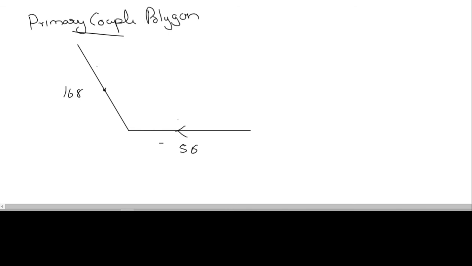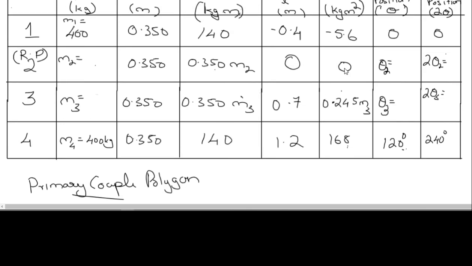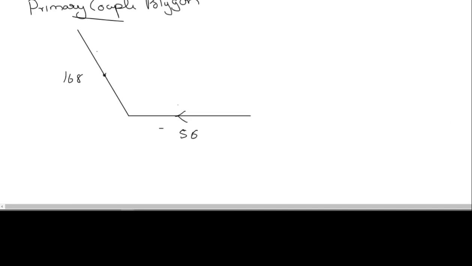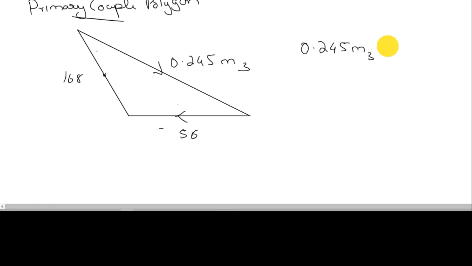And the closing side, since there are already three sides for this, negative 56.245 into M3 and 160, this closing side will give you the 0.245 into M3. So if you take that scaling accordingly, you will get this as the closing side, and this will be your 0.245 M3. If you scale it and rescale it properly, you will get 0.245 M3 equal to 196 kilogram meter square, and you will get M3 is equal to 800 kilogram.